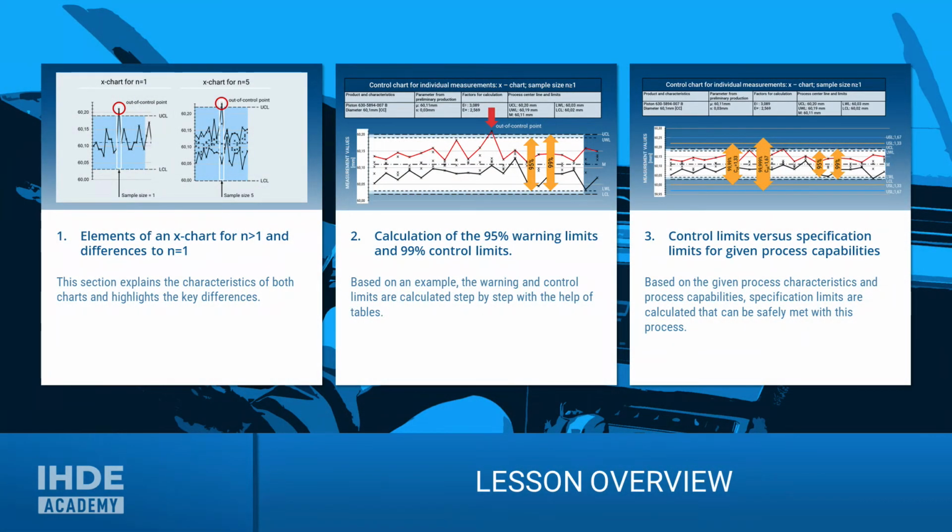This lesson is divided into 3 chapters. In the first chapter, the characteristics of the X charts for a sample size of 1 and greater than 1 are explained and the differences are worked out. In the second chapter, we use an example to calculate the 95% warning limits and the 99% control limits. In the last chapter, we then compare the control limits with the specification limits when specific process capabilities are specified.